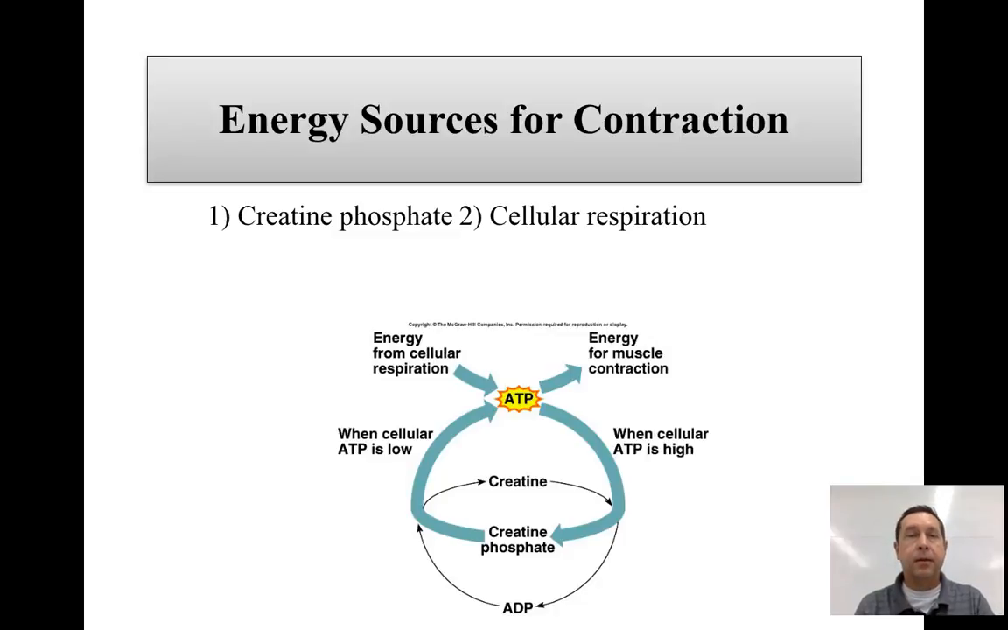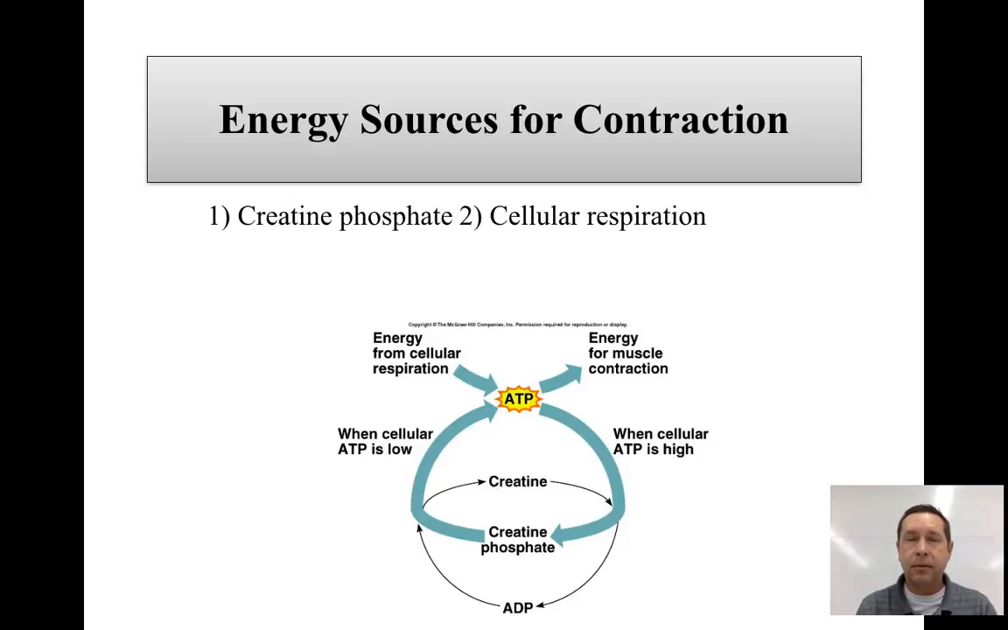All right, in this video we're going to talk about where the energy for muscle contraction comes from. There are two basic places that muscles get energy from: creatine phosphate and cellular respiration. As you can see in this diagram, there's a cycle that happens within the muscle cell. Since muscles use a lot of energy, they need a source of stored energy that they can quickly access.